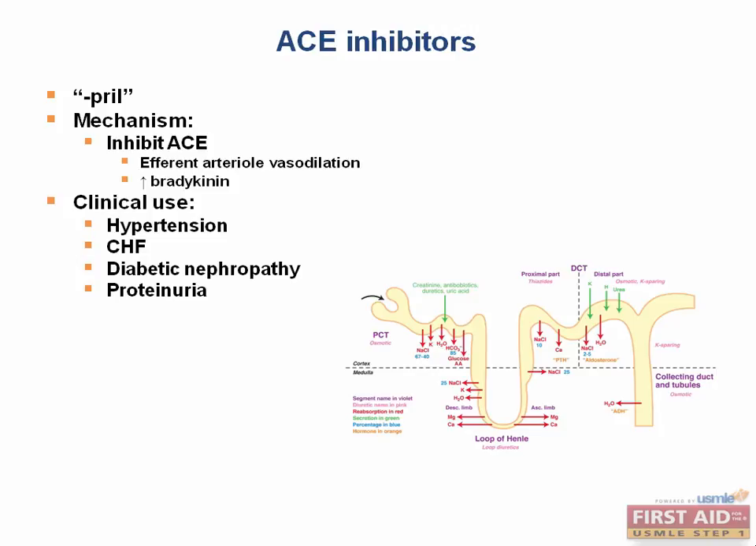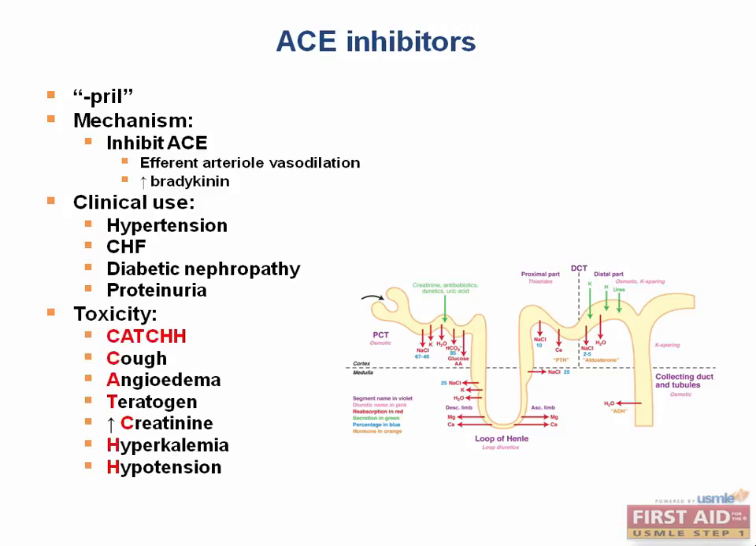Their primary use is for hypertension, but they are also used in heart failure because they prevent heart remodeling, and in diabetes because they slow down chronic kidney damage. They are also helpful in proteinuria due to the efferent arterial vasodilation. The side effects of ACE inhibitors are often the thing that prevents them from being used.